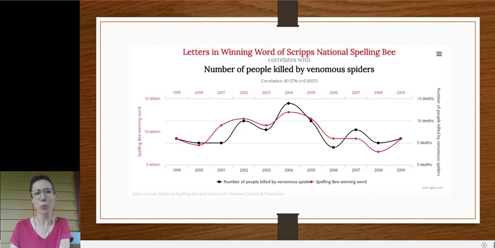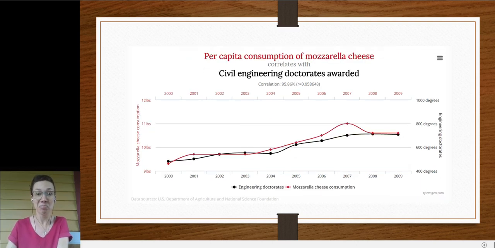How about letters in the winning words of Scripps National Spelling Bee correlated with the number of people killed by venomous spiders? Really interesting relationships, right? Again, very closely correlated. We see over time, number of deaths and average letters in this spelling bee winning word, very closely aligned. Also, per capita consumption of mozzarella cheese and civil engineering doctorates awarded. Wow, slow and steady all the way up.